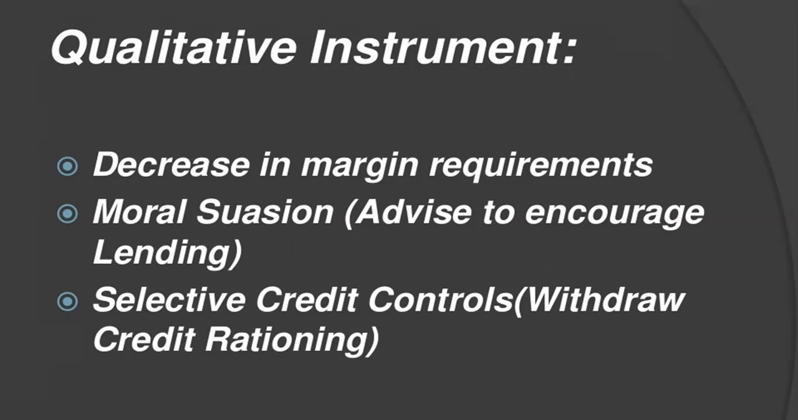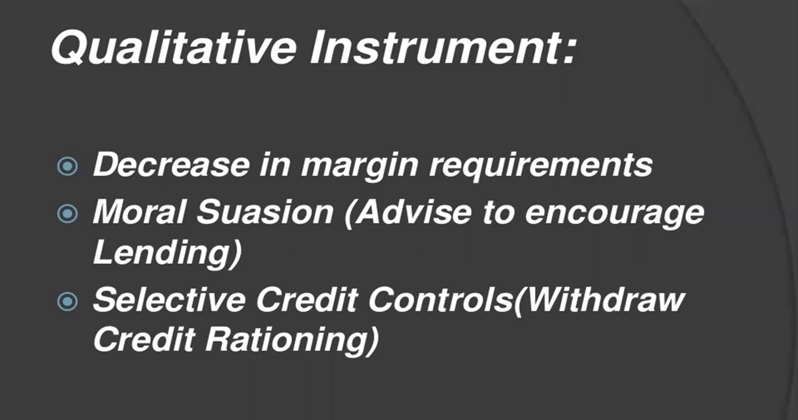Now, moral suasion, advice to encourage lending, is the combination of persuasion and pressure that the central bank applies on the other banks in order to get them to act in a manner in line with its policy. During deficient demand, the central bank advises, requests, and persuades the commercial banks to encourage credit. It helps to raise the availability of credit and aggregate demand.